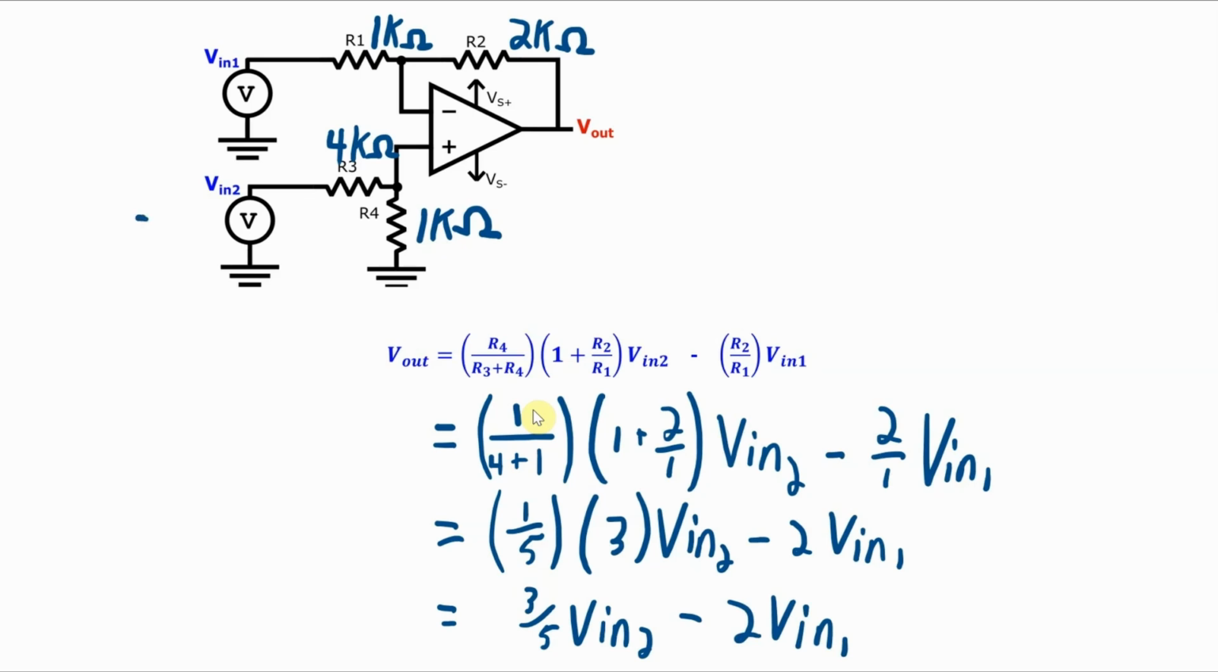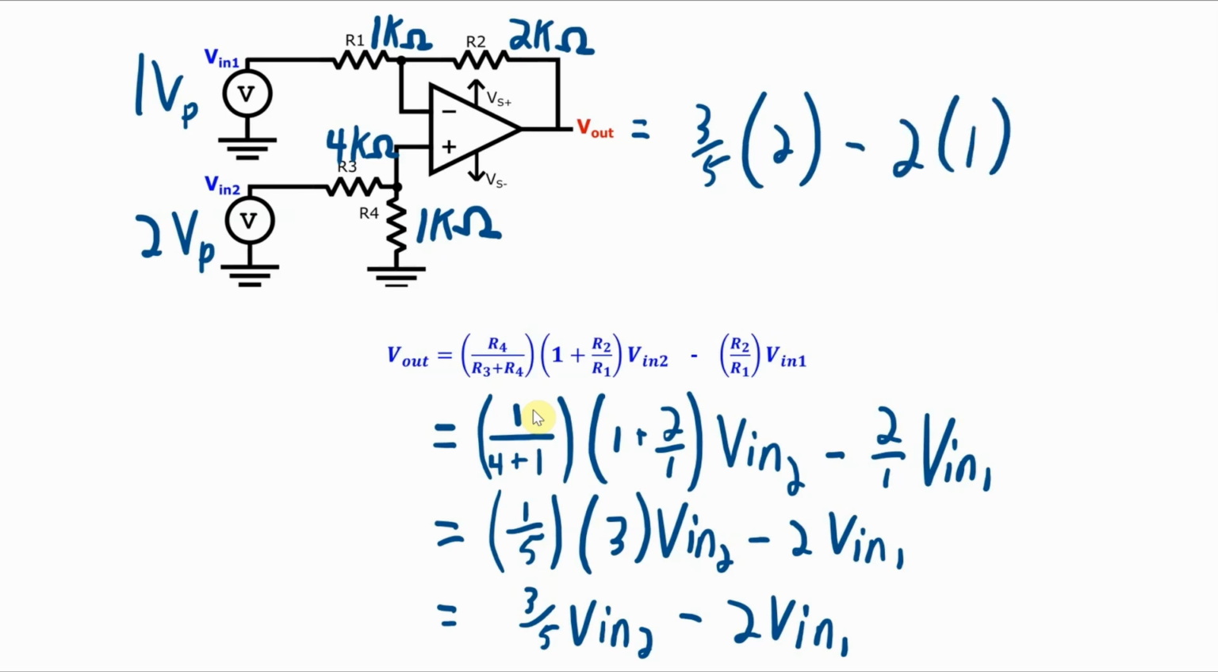And if I have 2 volts at Vin2 and 1 volt at Vin1, my output is going to be 3/5 of 2 minus 2 times 1, which gives me negative 0.8 volts. So this means my output will be a 0.8 volt peak signal, but it's going to be 180 degrees out of phase with my 2 inputs.